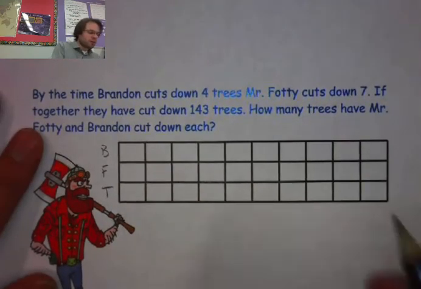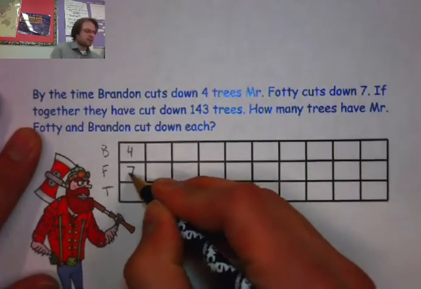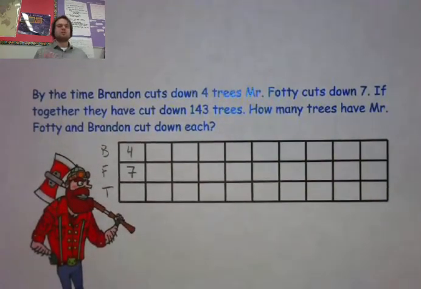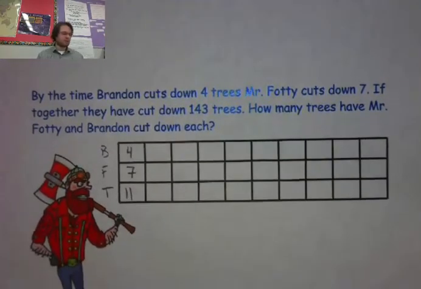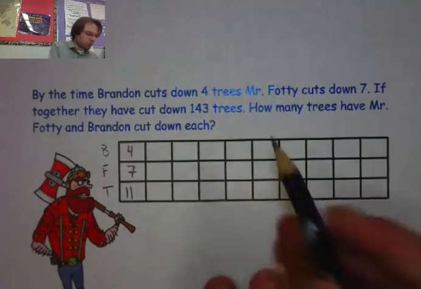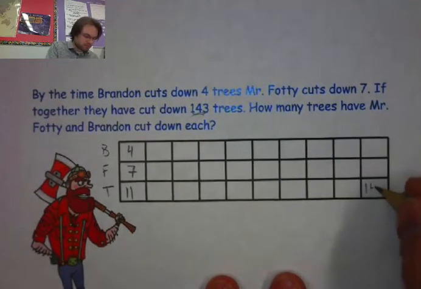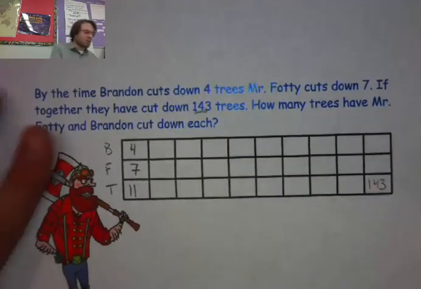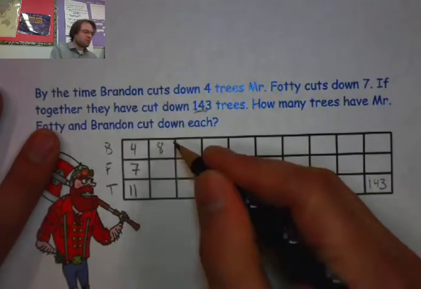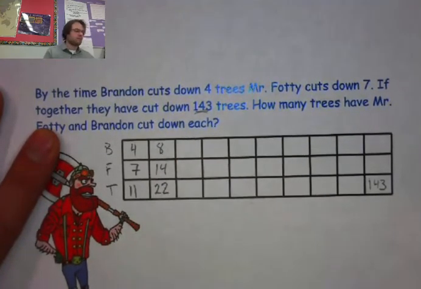Well, for every time Brandon cuts down 4 trees, Mr. Foti cuts down 7. Now, that is a total of 11 trees. Okay? Now, what do we want our total to be? Our total needs to be 143. So I'm going to write down a few more of these. Next would be 8. We're doubling everything. 14 and 22.